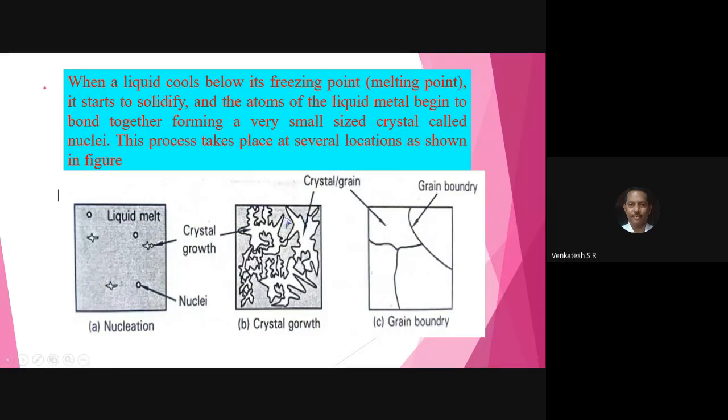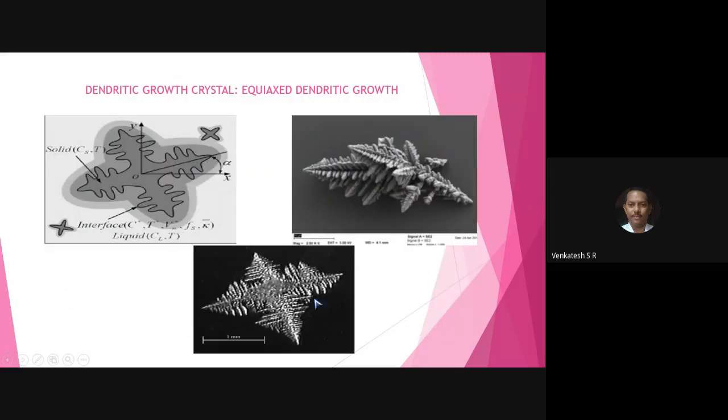And then you can observe the boundary. When you observe the boundary, that is called the grain boundary. Three words are very, very important in solidification. First word, nucleation. Second word, crystal growth. And third one, grain boundary. This is the actual photograph taken from the solidification process of aluminum and iron.